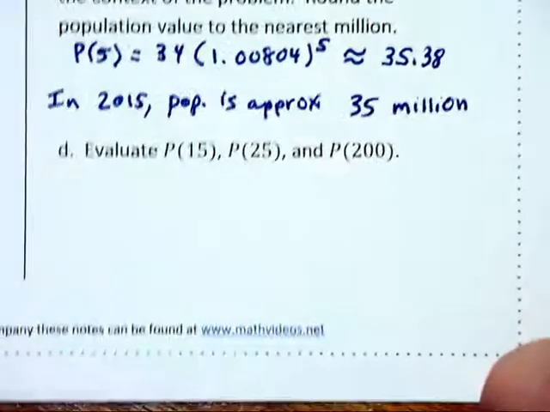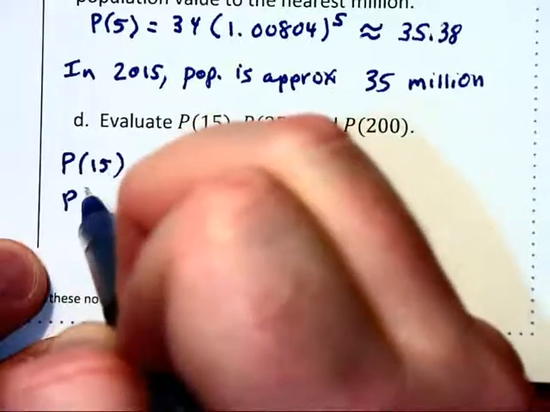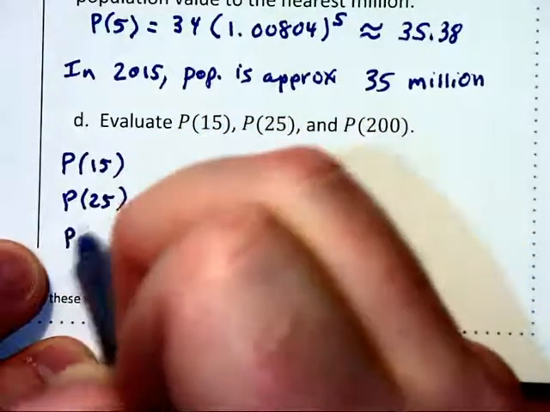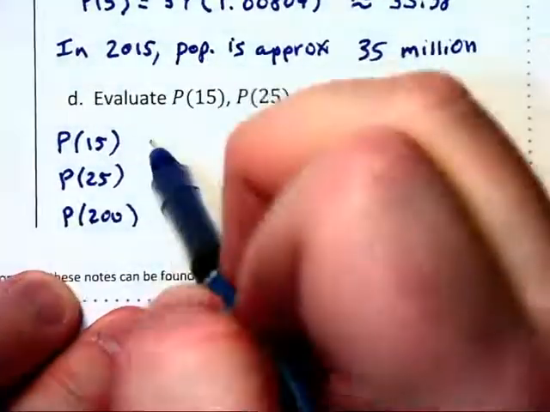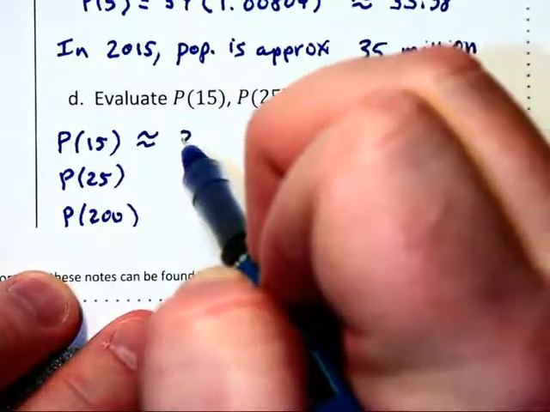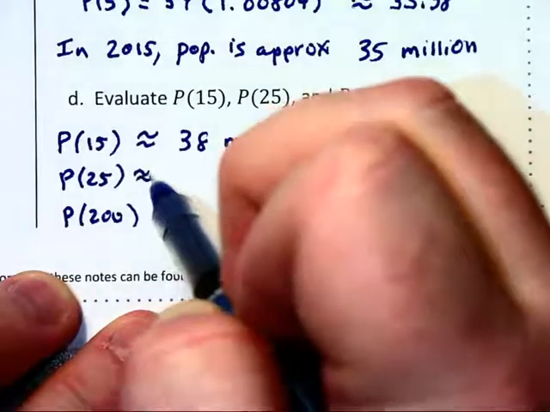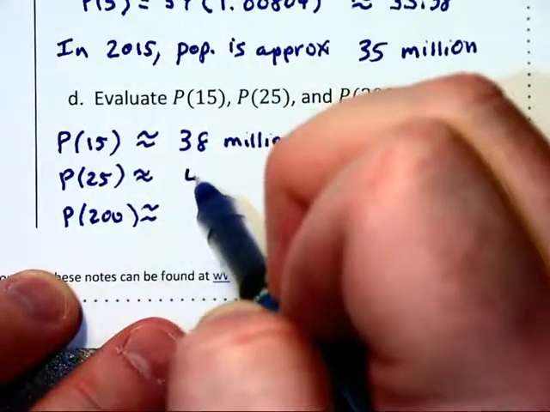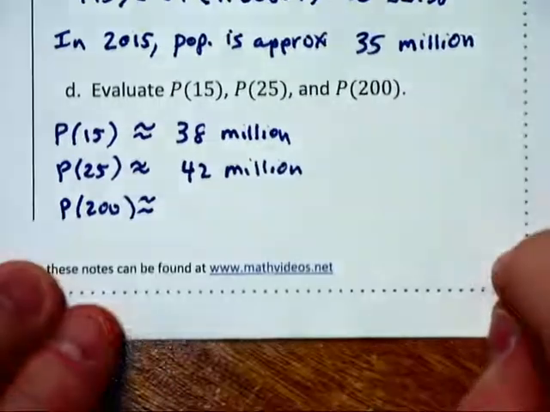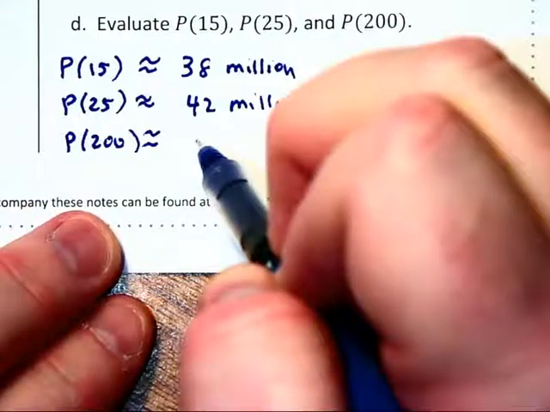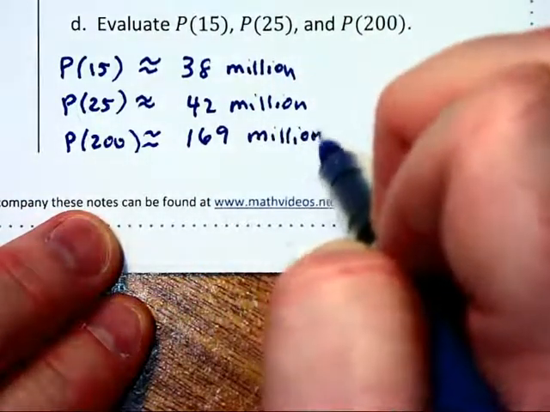Now do the same thing for these other values, finding P of 15, P of 25, and P of 200, 200 years later. Well, P of 15 is going to be approximately 38 million. It wants it to the nearest million. P of 25, the population of Canada would be up to 42 million if this trend continues. And in 200 years, it will be approximately 169 million if this trend continues.